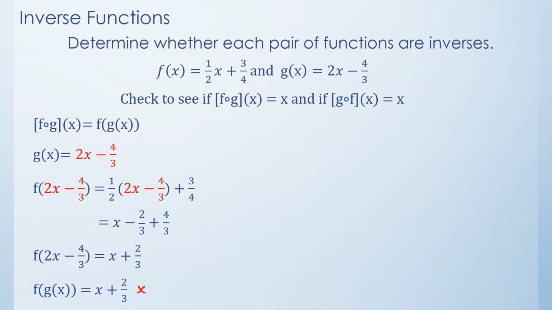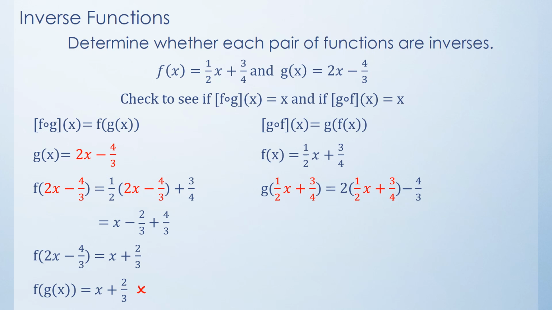Let's check the g of f of x composition to see, just in case you started there. So f of x is equal to 1/2 x plus 3/4. When I plug that into my g function, I get 2 times 1/2 x plus 3/4 minus 4/3. I distribute my 2 and I have a result of x plus 6/4 minus 4/3. In order to combine like terms, my fractions need common denominators. So 6/4 becomes 18/12 and 4/3 becomes 16/12. When I simplify the right side, I have x plus 2 over 12. I also can simplify this fraction to become 1/6.